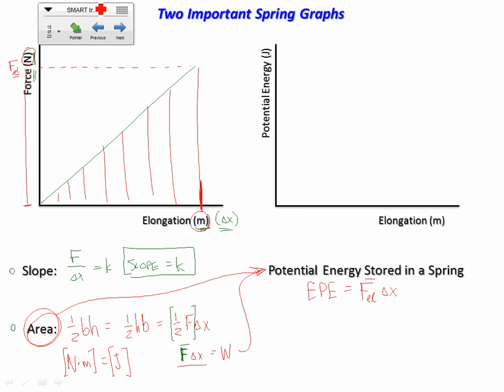Really F average. Well, that average is, let's go back to really this, 1/2 the max. And then how do we write F-E-L? Well, we write it as K delta x times delta x. Well, that leaves us with our final statement for elastic potential energy. It's 1/2 K delta x squared.